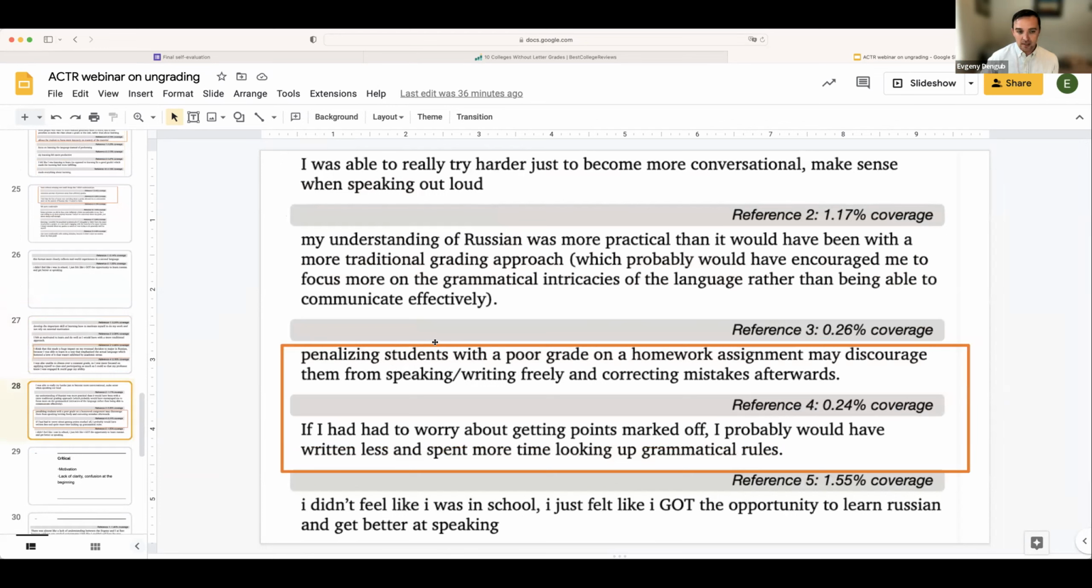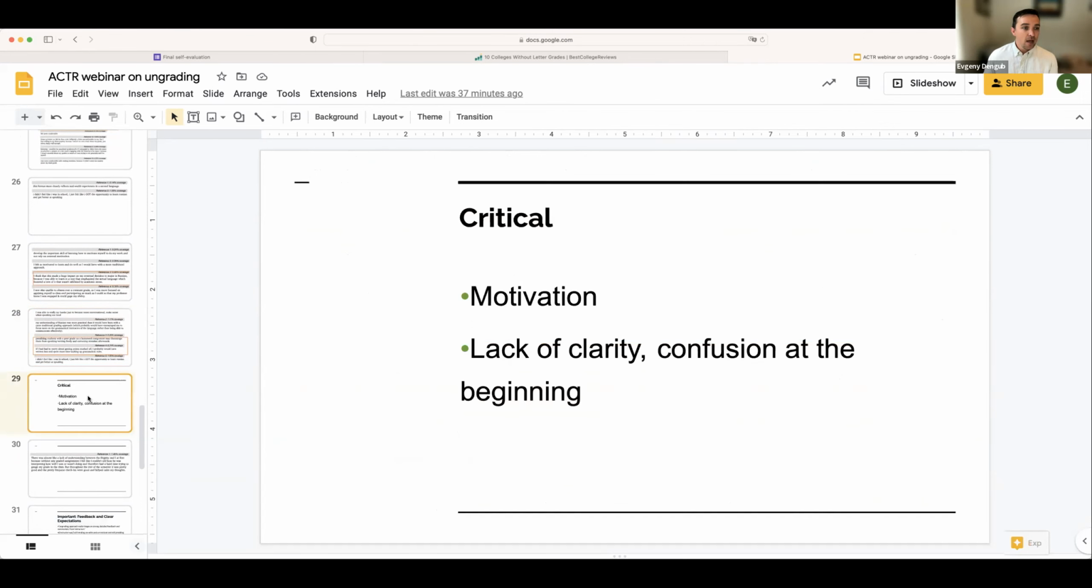Finally, students commenting that it affected or improved their productive skills. Penalizing students with a poor grade on a homework assignment may discourage them from speaking and writing freely and correcting mistakes afterwards. If I had to worry about getting points marked off, I would probably have written less and spent more time looking up grammatical rules. Again, so that might be our answer to ChatGPT, AI tools that students would be so tempted to use, still so tempted to use.